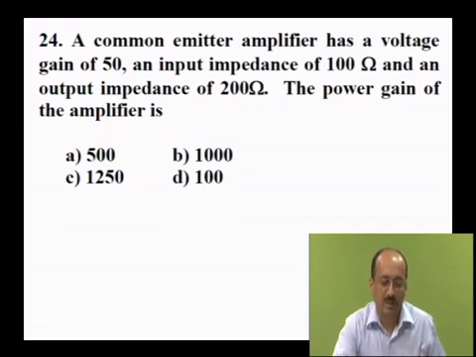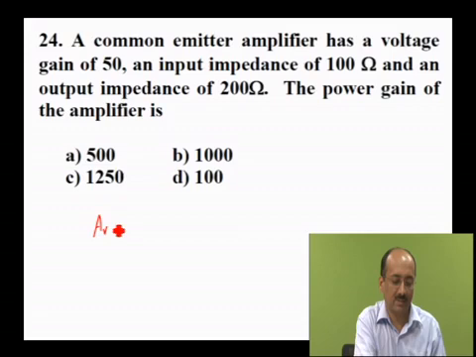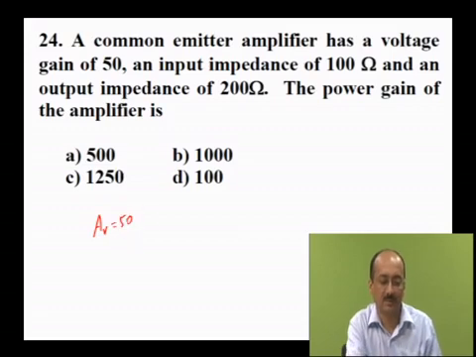A common emitter amplifier has a voltage gain of 50. So it is AV equals 50, they have given.